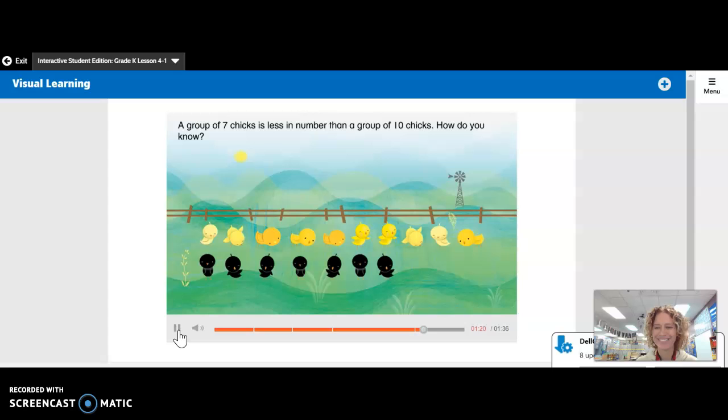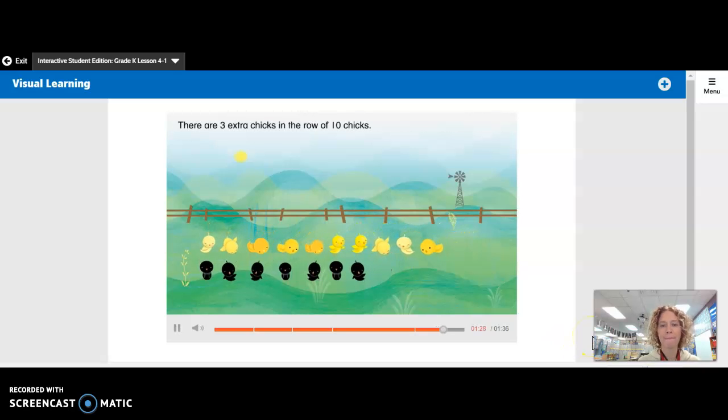A group of 7 chicks is less in number than a group of 10 chicks. How do you know? There are 3 extra chicks in the row of 10 chicks. You compared the groups of chicks. Nice work! And what we have done beforehand is even put a line. I don't have my pen, but remember how we used to line them up? We put a matching 1 to 1, 1 to 1, 1 to 1. Whichever one has leftovers is greater, and the one that doesn't is less than. Okay? Good job, you guys.